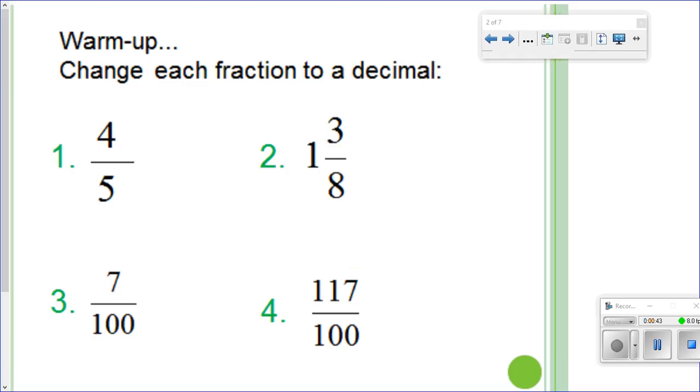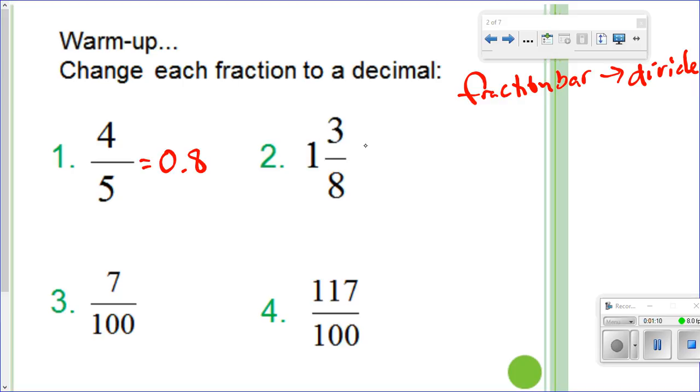Here, this is a review on making sure that you can change your fractions into decimals. As long as you remember the fraction bar means division, it means divide, then you're in good shape. So if you take 4 divided by 5, you're going to get 0.8. 1 3/8, that's a different story. You're going to have the whole number 1, and then you're going to have 3 divided by 8. And if I pull up my calculator here, I should get 1.375.